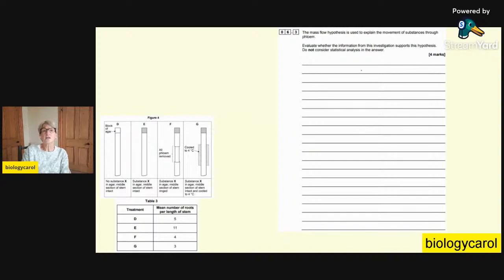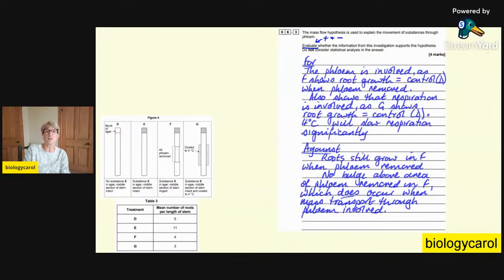So what are the things that are for the mass flow hypothesis? So here we go, evaluate, plus and minuses. It's the first thing I think of when I see the word evaluate. It's either pros and cons, fors and against, advantages, disadvantages. So what information from this investigation supports the mass flow hypothesis?